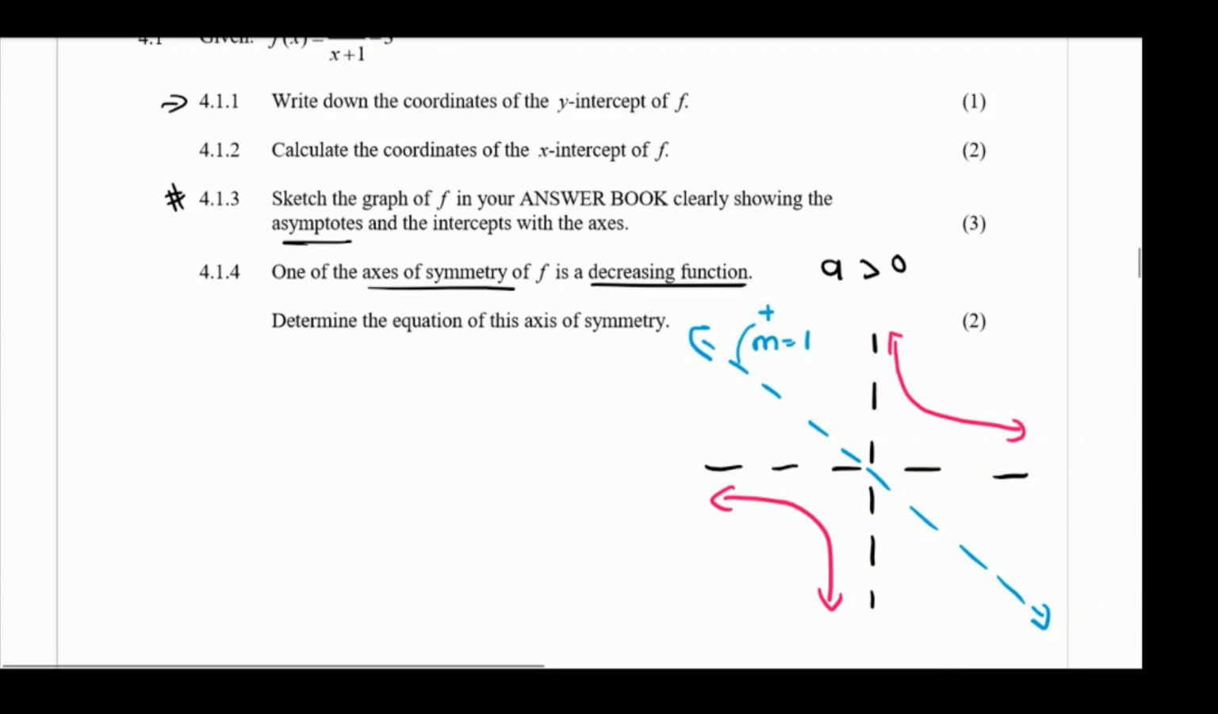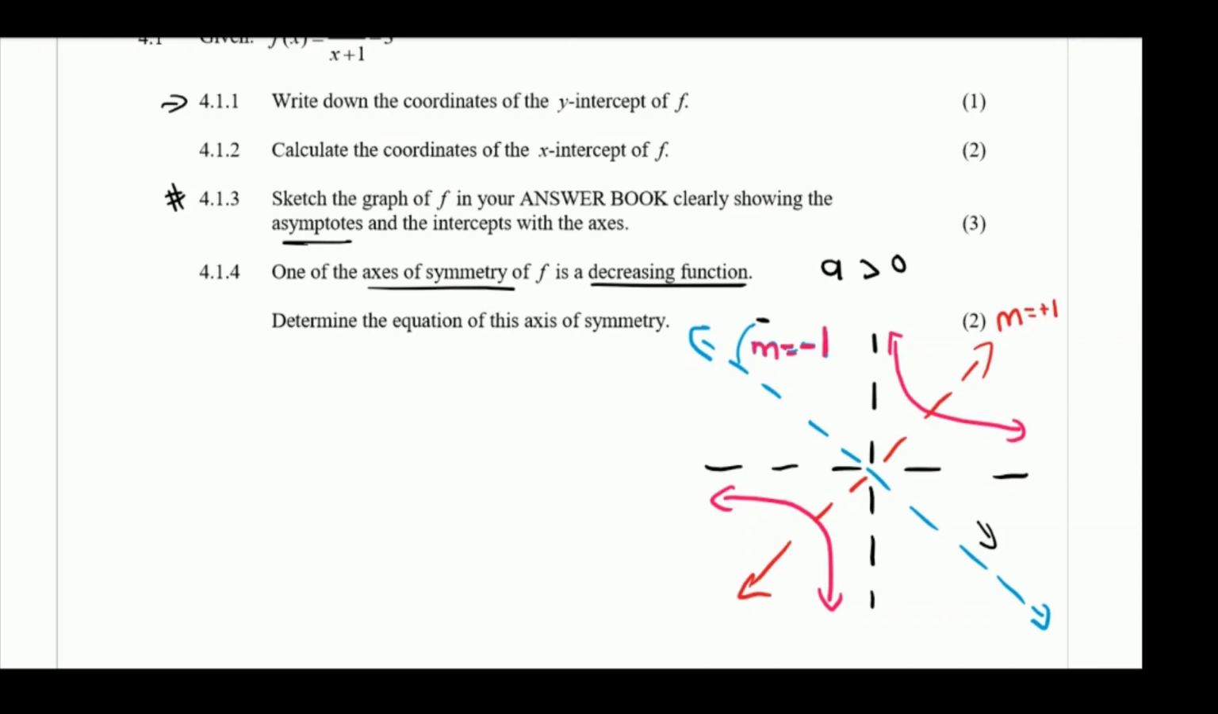Sorry. So this is the negative axis of symmetry. It's decreasing, so the gradient here is equal to minus 1. So this is the gradient of the axis of symmetry, this one here, because it's decreasing. And then another axis of symmetry passes through here, whose gradient is increasing, so it's plus 1.